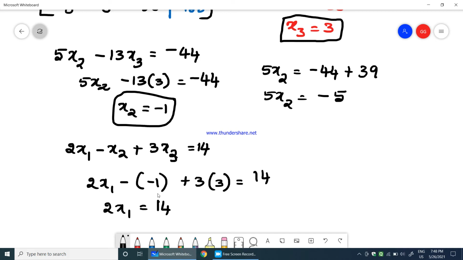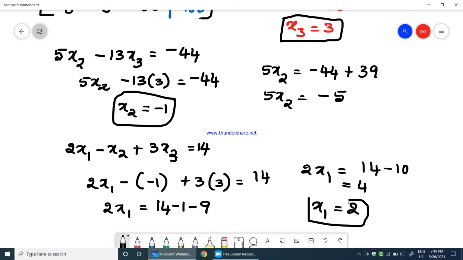When it comes to the right hand side it becomes minus 1. 3 into 3 is 9. When it comes to the right hand side, it becomes minus 9. So therefore 2x1 is equal to 14 minus 10, which is equal to 4. Therefore x1 is equal to 4 divided by 2, which is 2. So these are the 3 different solutions that we have got by the Gaussian elimination method.